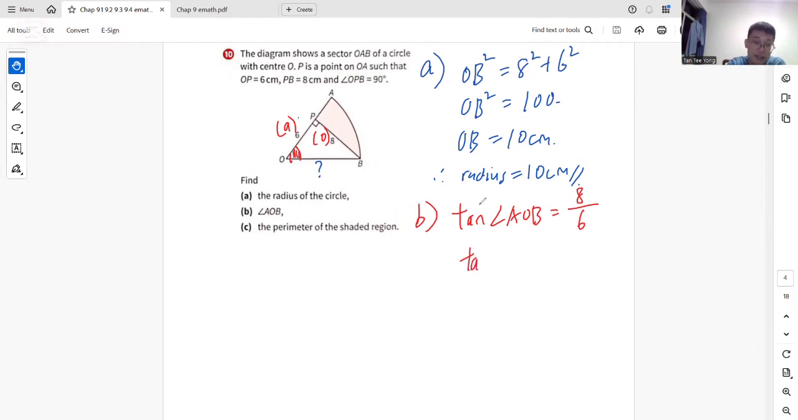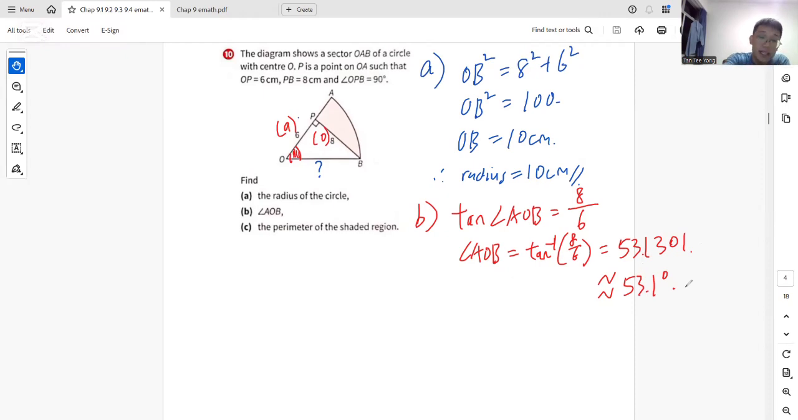So angle AOB equals tangent inverse of 8 over 6, which will give us 53.1301. So angle AOB is just 53.1301. Rounding off to 1 decimal place, that is 53.1 degrees.